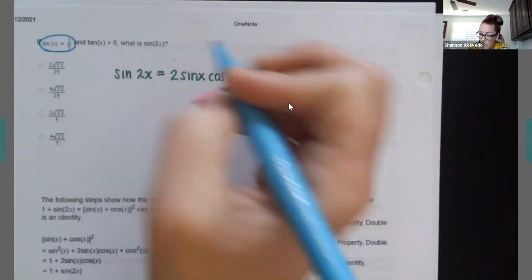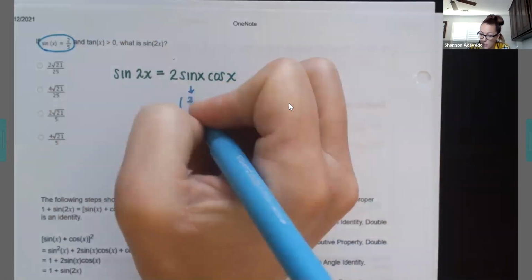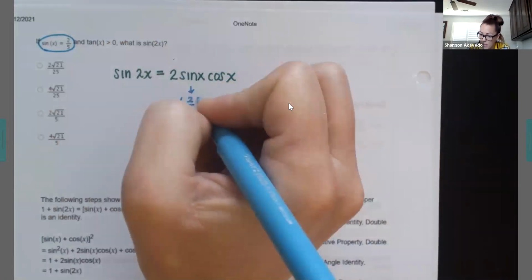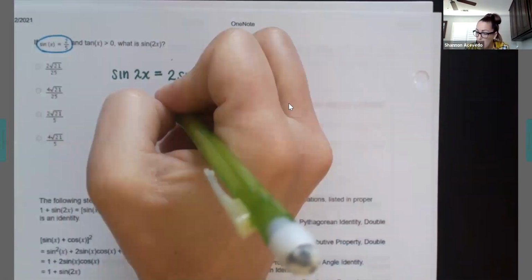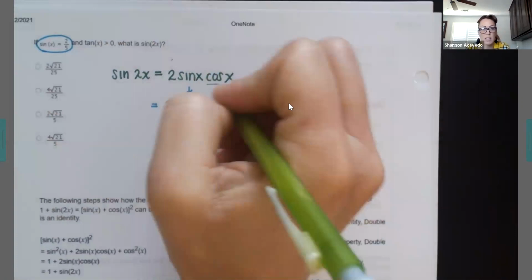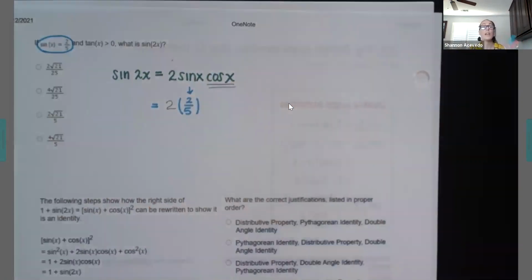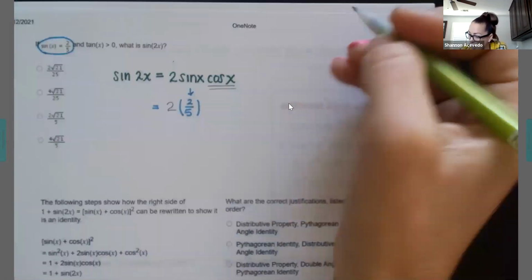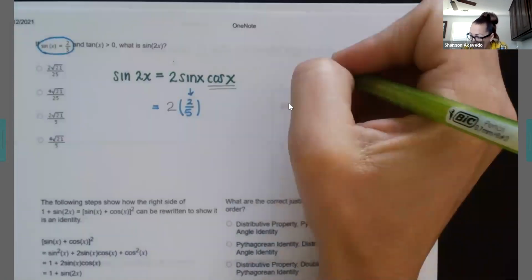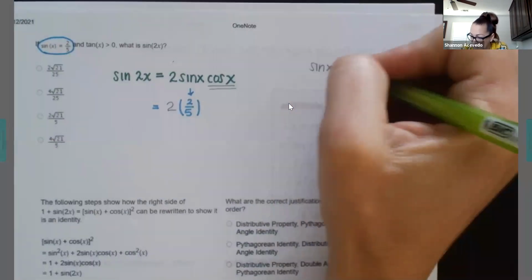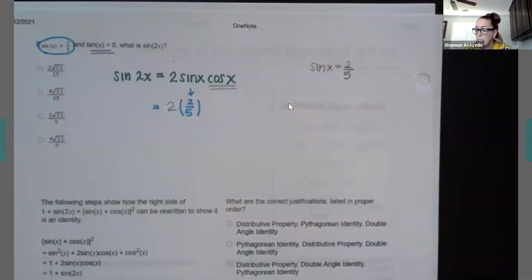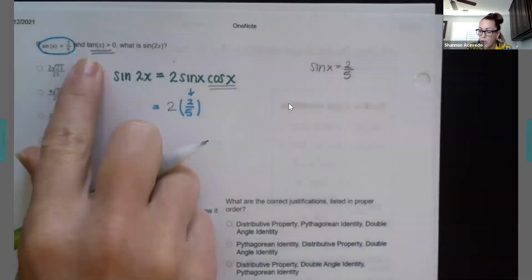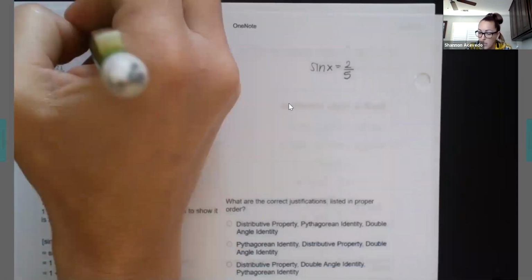So I know that this sine of x right here is 2/5. I know I still have my 2 out in front here, but I don't know what this cosine of x is. That's why I need to use my triangles. So I go ahead over here and I know that sine of x is equal to 2/5. And I also have this piece right here that tells me tangent of x is greater than 0. In other words, tangent is positive.